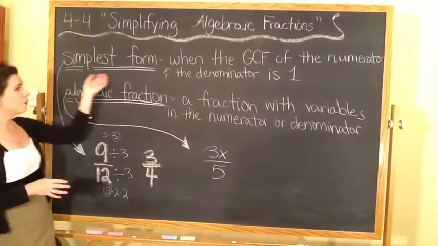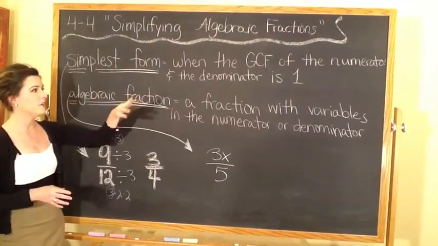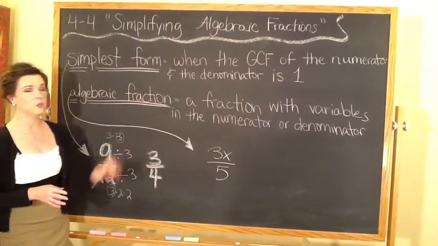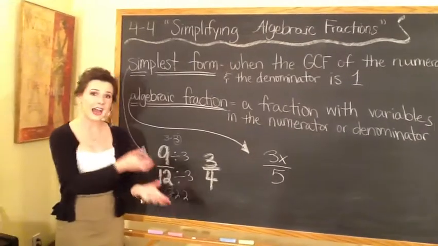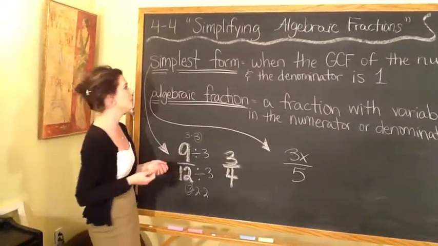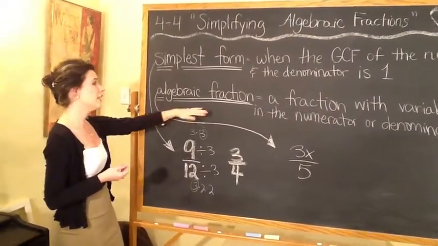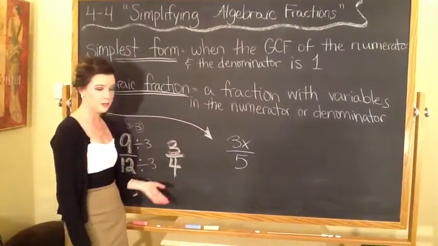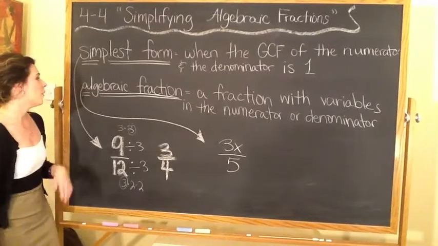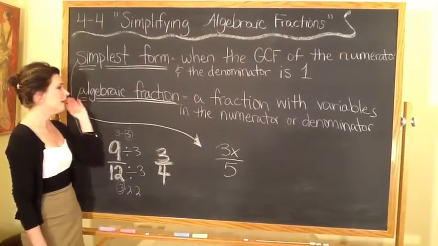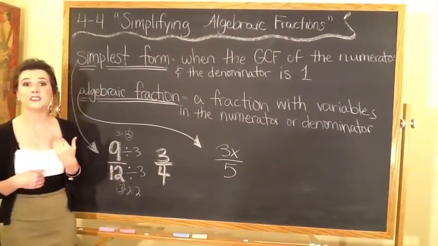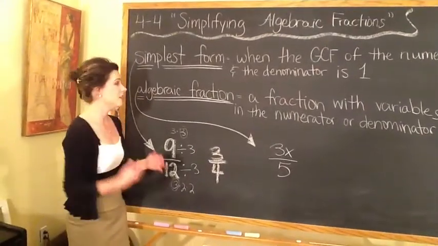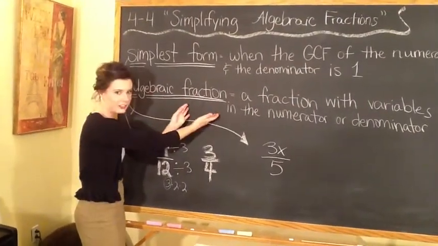Now, simplest form is when the GCF of the numerator and the denominator is 1. So basically you're taking out the GCF, and that's what you're left with. An algebraic fraction is a fraction with variables in the numerator or denominator. So anytime you say something about algebraic, you know that it is going to have some sort of variable with it. So this form is like there's variables in your fraction.